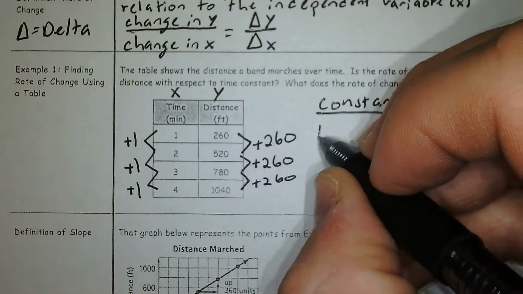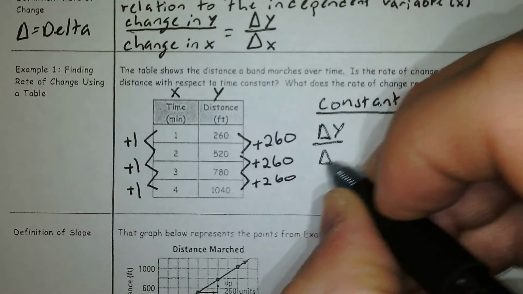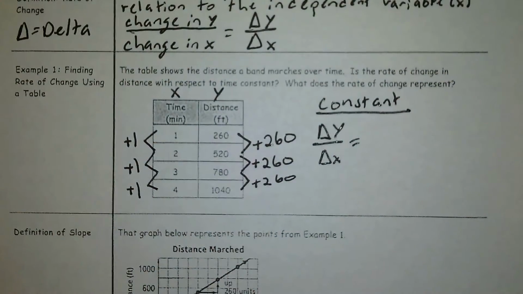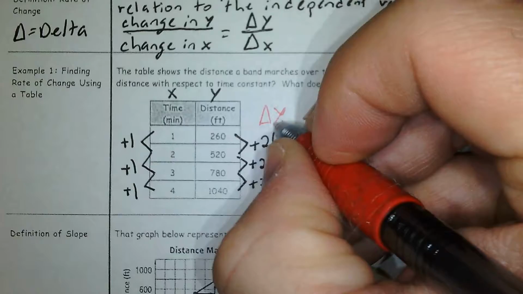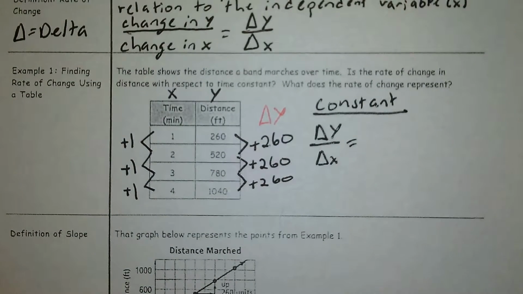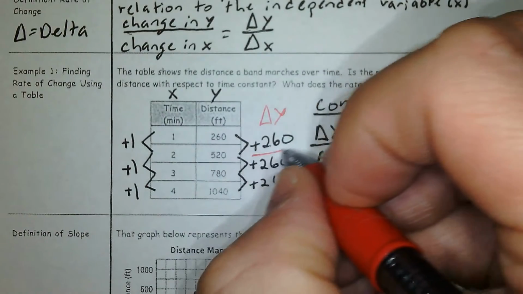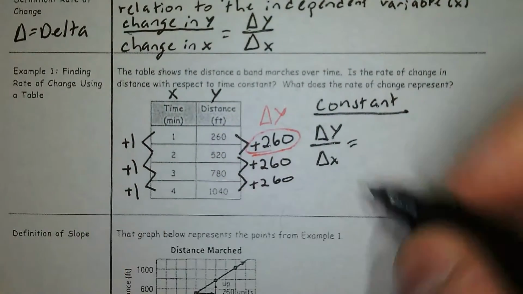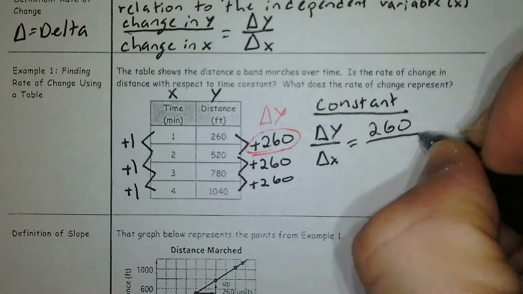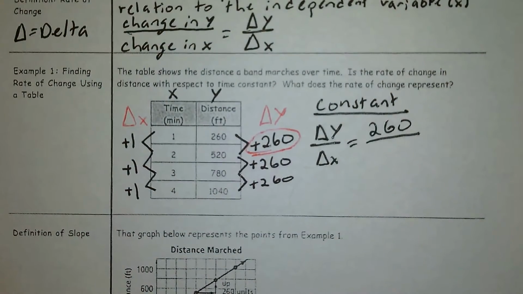Well, remember we're going to take delta y divided by delta x. Well, what is delta y? Delta y is this value right here. It's the 260. Now, it's not 260 plus 260 plus 260. It's just one of the 260s. So my delta y would be 260. Divide that by delta x. Delta x is the 1 over here. Alright, and again, it's just one of them. It's not all of them added together.